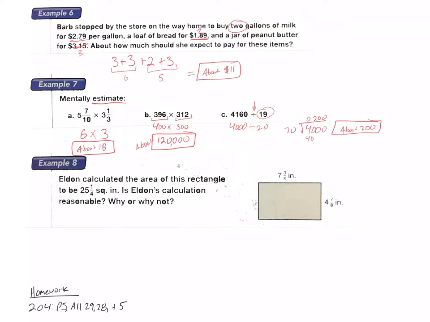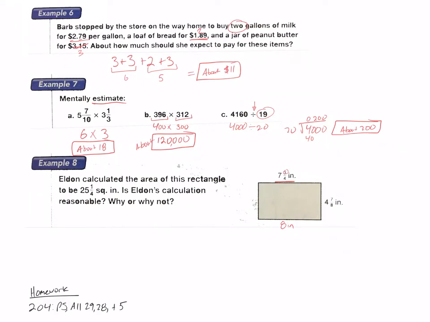Example 8 says, Eldon calculated the area of this rectangle to be 25.25 square inches. Is Eldon's calculation reasonable? So we're not trying to say, is he for sure exactly right? We're just trying to say, is that close? Should I trust his calculations? So let's look at this width. The width is 7 3/4. Half of 4 is 2, so that means that's bigger than 2. So this is about, I'm going to say 8 inches.